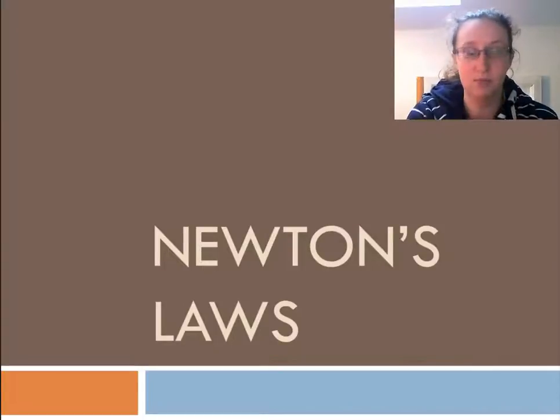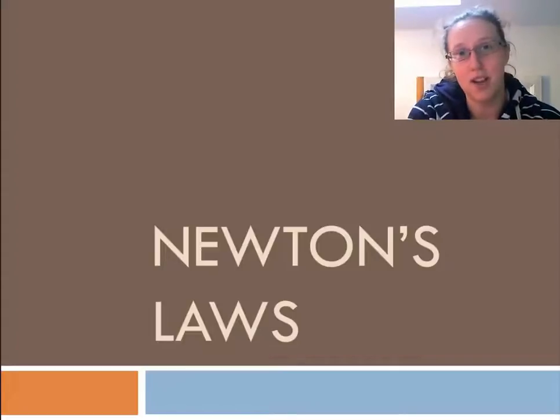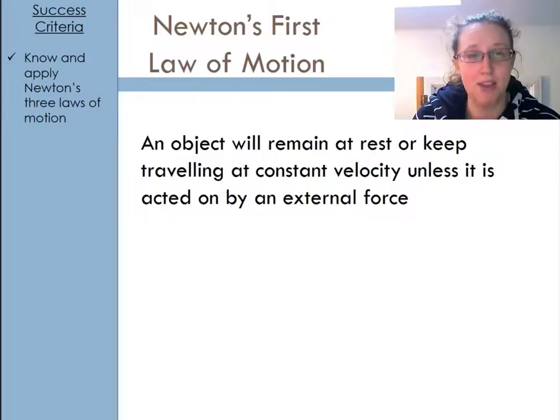So I know I've referred to Newton's laws before and I've given you definitions that match them, but these are the definitive ones. These are the ones on the right hand side of the page in red that I want you to make sure that you go away and learn. So, Newton's first law of motion. An object will remain at rest or keep travelling at constant velocity unless it is acted on by an external force. Easy peasy, we've already done that one, stays the same.